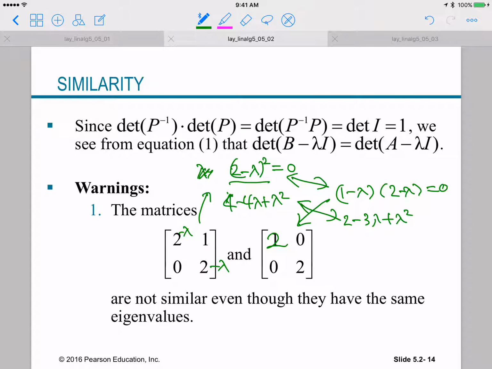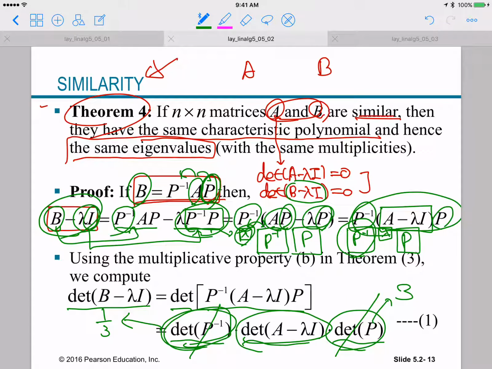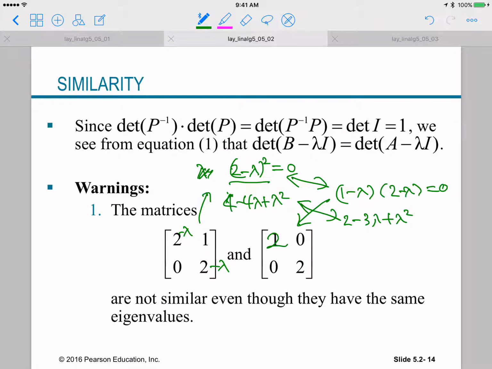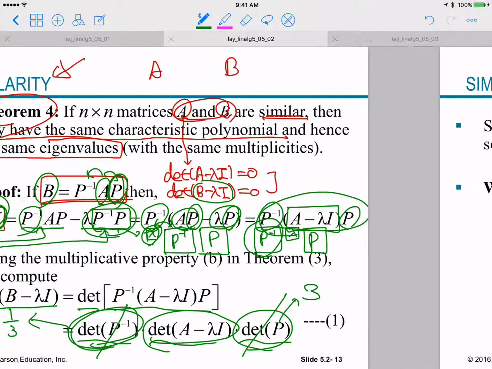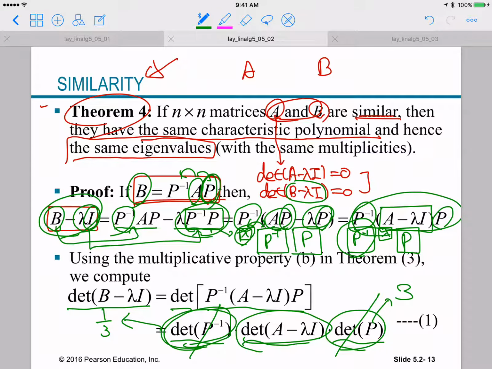Okay, so again, this theorem is saying that if matrices A and B are similar, then they will have the exact same characteristic polynomial. Okay? So that is the main point of this theorem. Okay, and then let me emphasize this part.